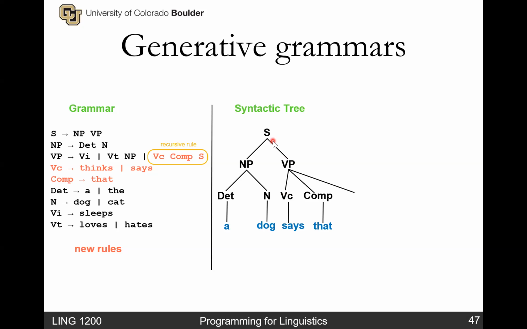So in this case, we've got our syntactic tree, and we come down here, and in the VP, we're going to use a recursive rule with the VC and the comp. And then the rest is fairly simple. We already have the rule for S, so we just add that in there. And we can create this longer sentence. A dog says that the cat sleeps.